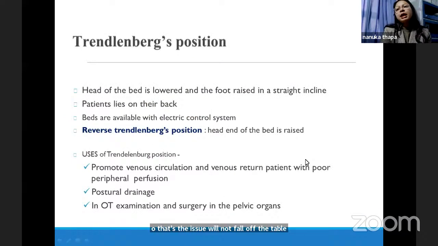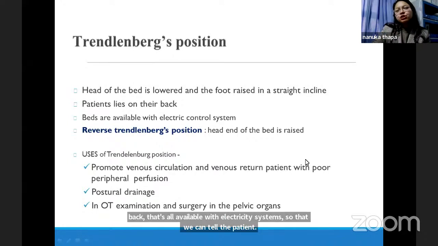In the Trendelenburg position, the head of the bed is lowered and the foot is raised in a straight line. The patient lies on the back. Beds are available with electric control systems so that we can tilt the patient accordingly. The reverse Trendelenburg position is where the head end of the bed is raised.